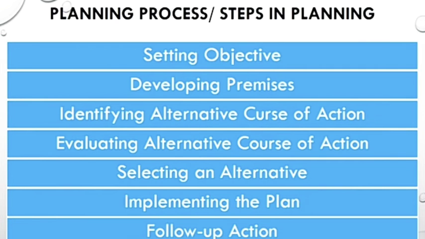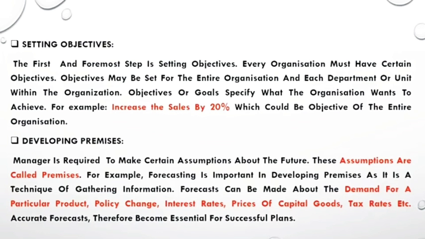Since planning is an activity, there are certain logical steps each manager has to follow while conducting the planning process, and let's follow the steps of planning one after the another. For first one, we have setting objectives. The first and foremost step is setting objectives for the planning procedure. That means every organization must have certain objectives. Objectives may be set up for the entire organization or for the department.